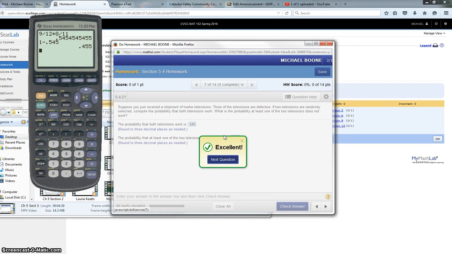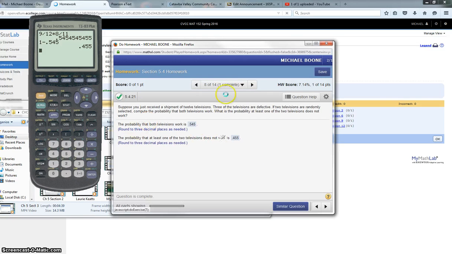So those at least, again, most of the time you're doing 1 minus the probability of 0. So you really just have to talk it out.